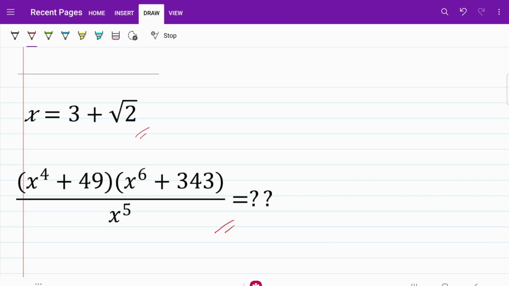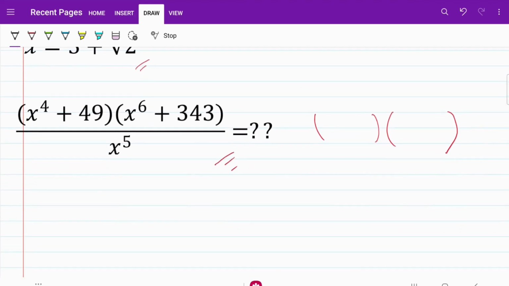Let's take a look at the expression right here. I'm going to break this into the product of two separate fractions. And for reasons that will become clear later, I want each fraction to have the same level of exponent for the denominator and the numerator. So let's try to work this out.